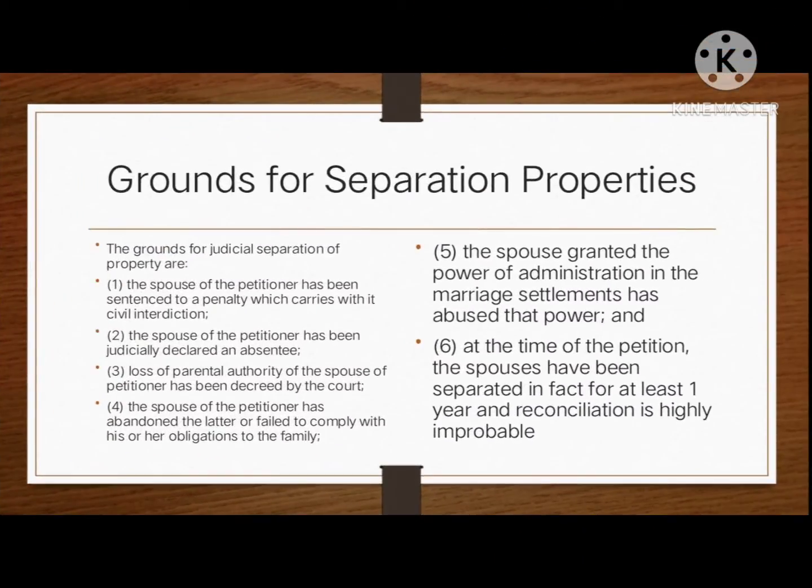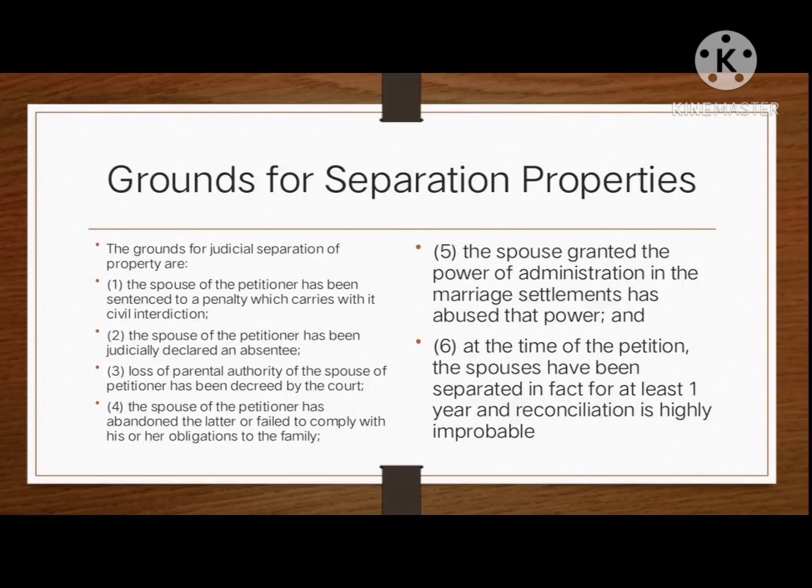So our first is all about grounds of separation of properties. The grounds of judicial separation of properties are: first, the spouse of the petitioner has been sentenced to a penalty which carries with it civil interdiction. When we say civil interdiction, this is the legal restraint that is placed upon a person who is deemed incapable of managing his or her own property.